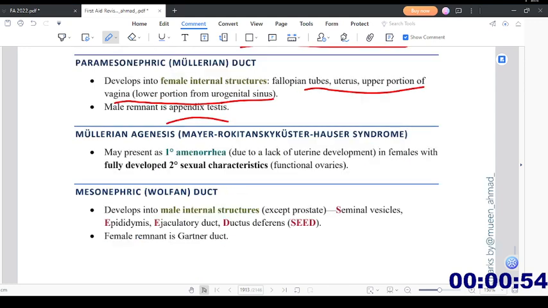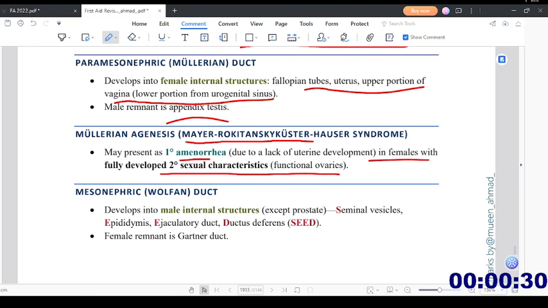Then Mullerian agenesis, that is called the Mayer-Rokitansky-Kuster-Hauser syndrome. I can't pronounce that. Okay, that is Mullerian agenesis, which may present as primary amenorrhea due to the lack of uterine development in females with fully developed secondary sexual characteristics and functional ovaries. Ovaries are functional, but there is primary amenorrhea because of the Mullerian agenesis.